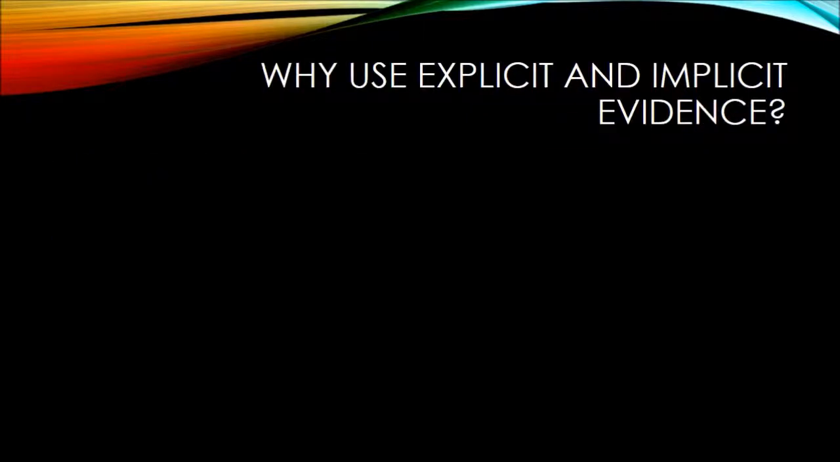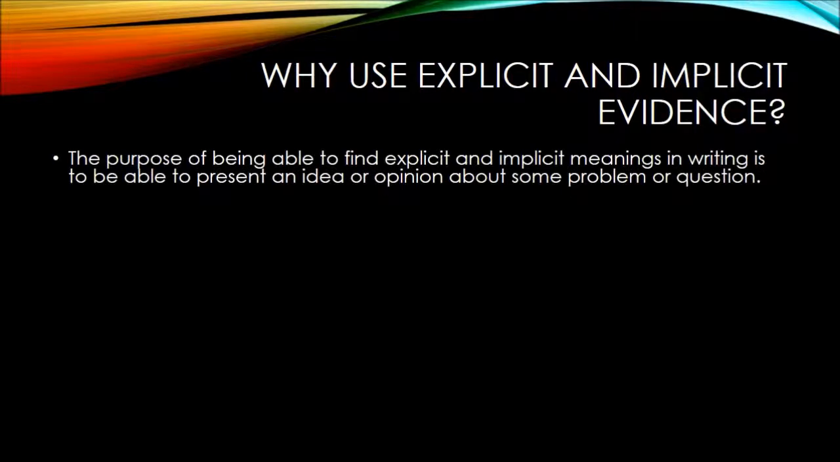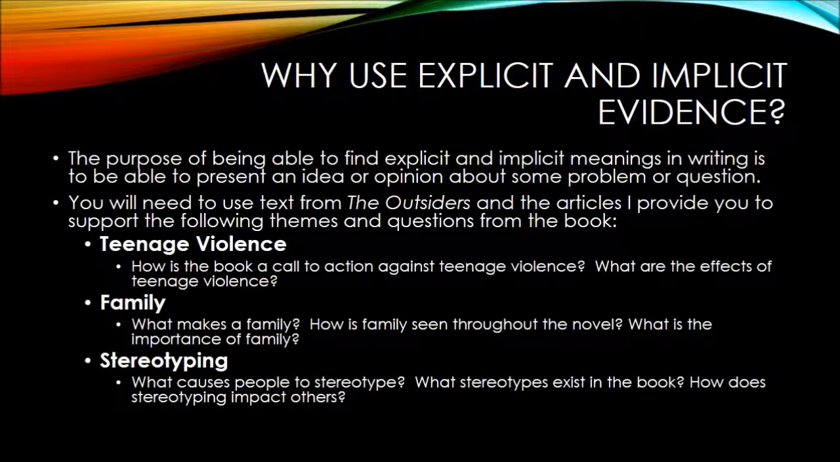So why use explicit and implicit evidence? Well, first of all, the purpose of being able to find explicit and implicit meanings in writing is to be able to present an idea or opinion about some problem or question. You will need to use the text from The Outsiders and the articles I provide you to support the following themes and questions I have asked you from the book.